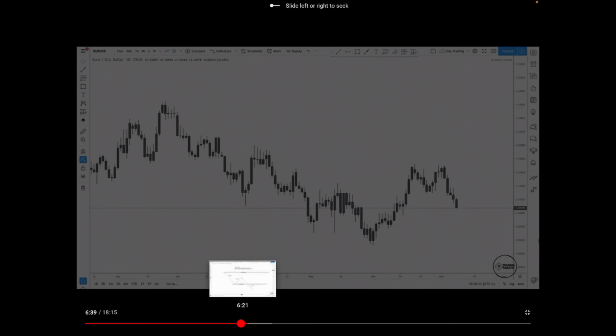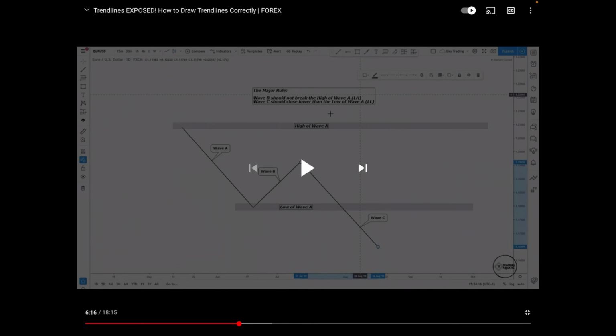So that's the same thing on the short side. We have to wait until that wave C closes lower than the low of wave A, and that will be your confirmation to then draw your downward trend line. Similar to, just same as the long, except in reverse, right?